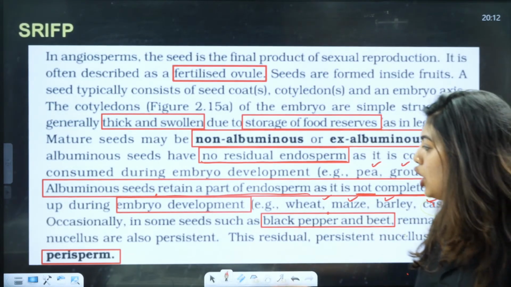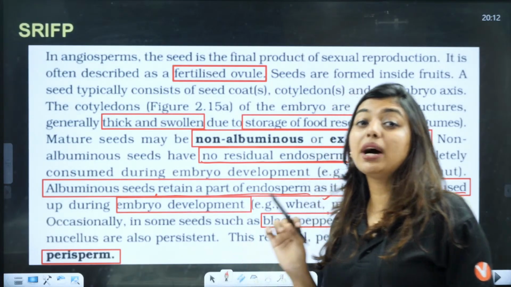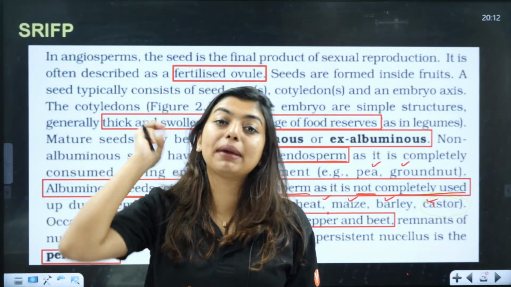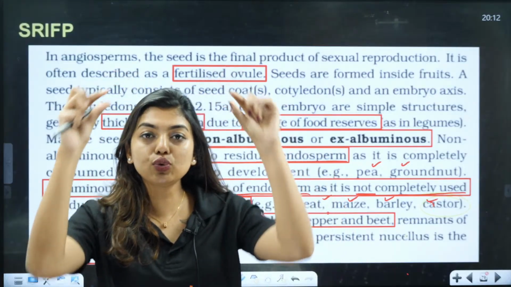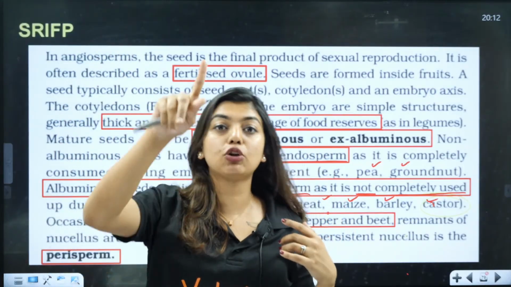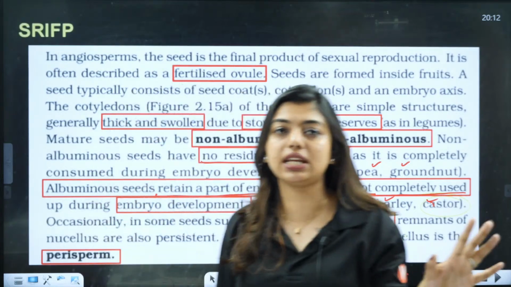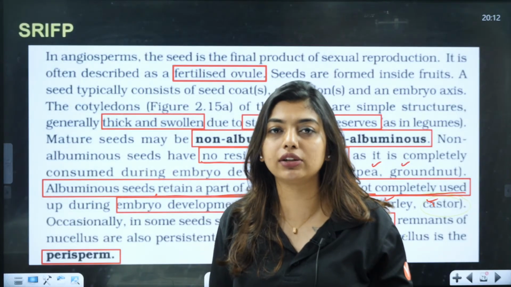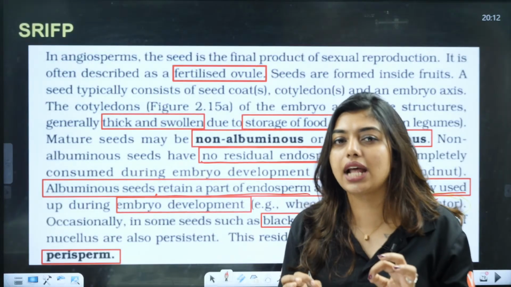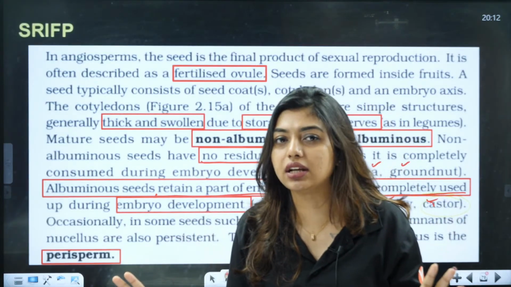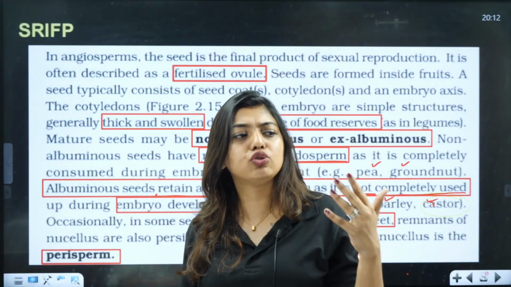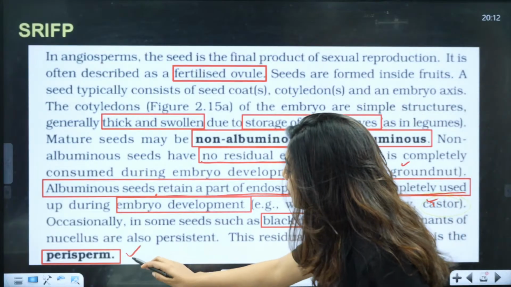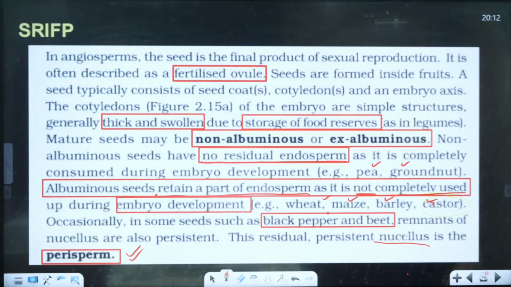Wheat, maize, barley, castor. Occasionally in some seeds there will be persistent nucellus. Ma'am, nucellus, I forgot. Nucellus, do all of you remember? When we were talking about the megaspore mother cell, there were nucellus cells. One of them was like, I want to be the megaspore mother cell, that oversmart nucellus. That is going to be persistent. Nucellus usually gets fully consumed, all of it is consumed before embryo sac formation. But sometimes, in some scenarios, this nucellus is going to be persistent. Persistent means, I am not going to go anywhere, you go wherever you want, I will stay with you. That persistent nucellus is going to be called perisperm.